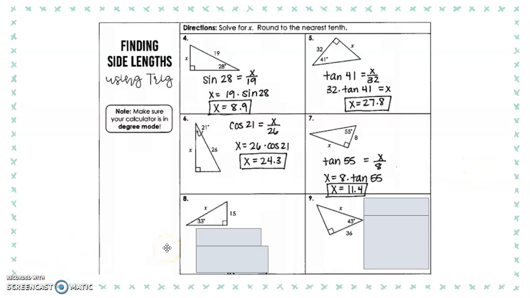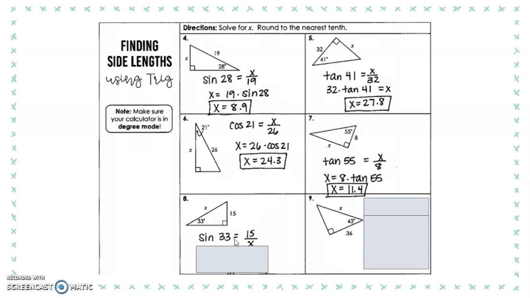For number 8, we're going to set up our ratio first. Looking at 33 degrees, 15 and x, I have opposite over hypotenuse. Opposite over hypotenuse is sine. So the sine of 33 equals 15 over x.